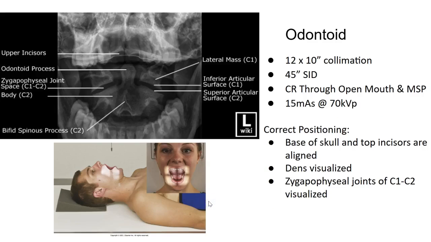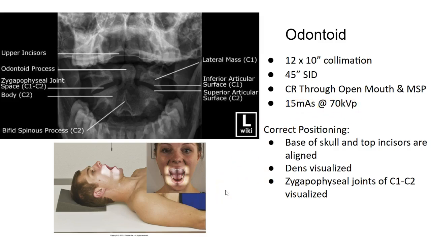Next, let's talk about the odontoid. So this is also called the AP open mouth. Now, we're going to begin with our portrait collimation, but I'm going to suggest that you collimate down to avoid exposing the orbits and even the thyroid. So your collimation is going to be smaller than 12 by 10 here. You're going to keep your 45 inches SID, and your central ray should go right through the patient's open mouth and mid-sagittal plane. An approximate technique for an average patient is going to be about 15 at 70.